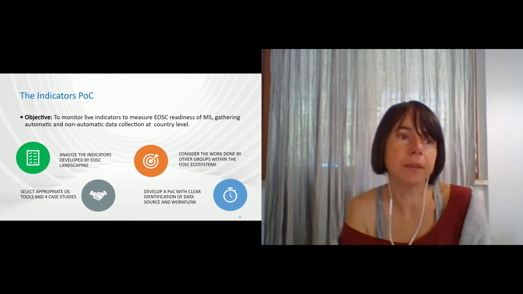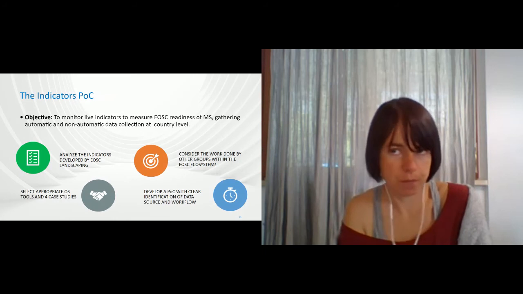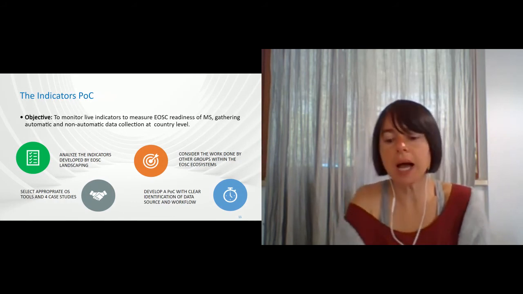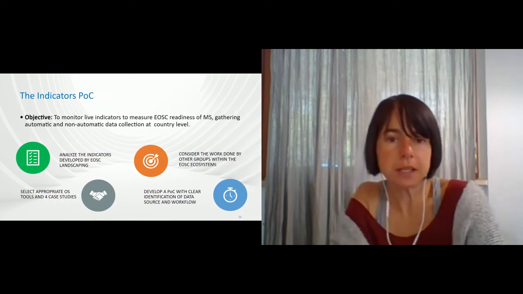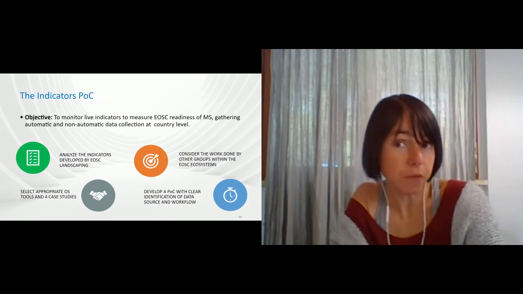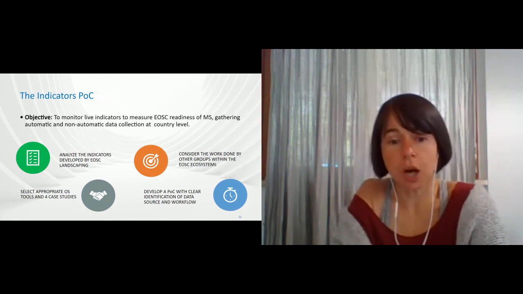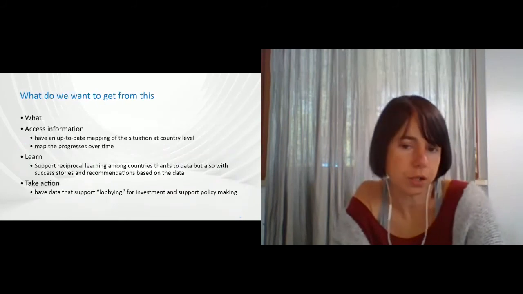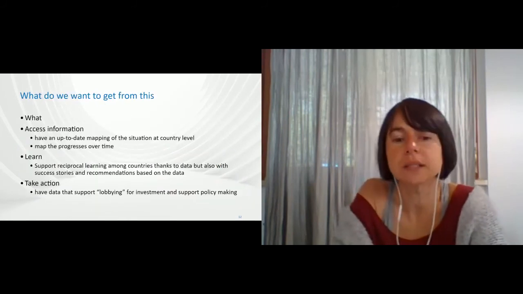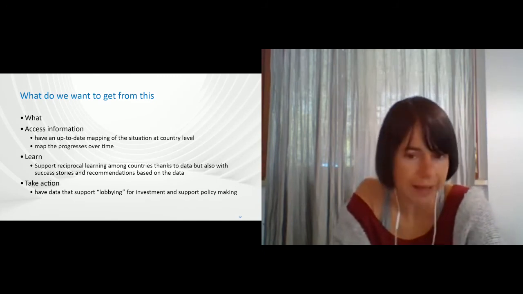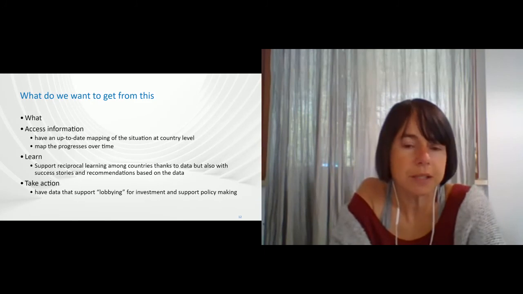So we'll have a platform with a dashboard approach that gathers data from trusted open data sources and representatives of the national initiatives that can contribute qualitative information to integrate the data and provide much needed context. What we want to get from this is to access information and have an up-to-date mapping of the situation at the country level and map the progress over time.